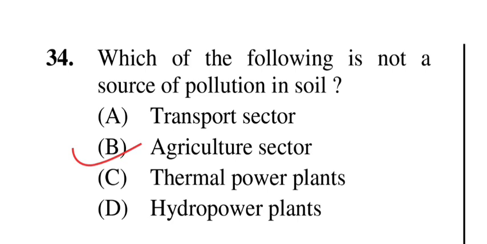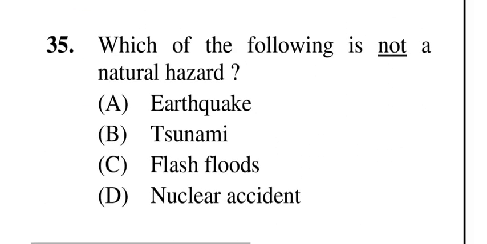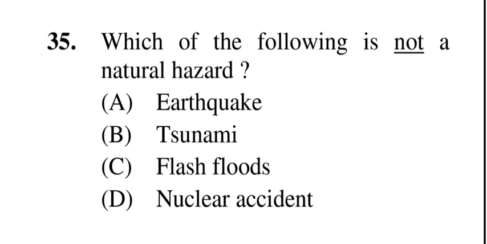Fertilization means if you use pesticide and all other chemical ingredients to cultivate or to do agriculture, but then too it is less. 35. Which of the following is not a natural hazard? Focus on not. Which of the following is not a natural hazard? Earthquake, tsunami, flash floods, nuclear accident.